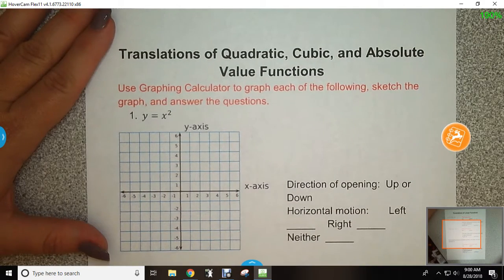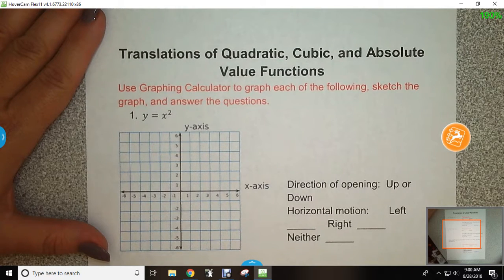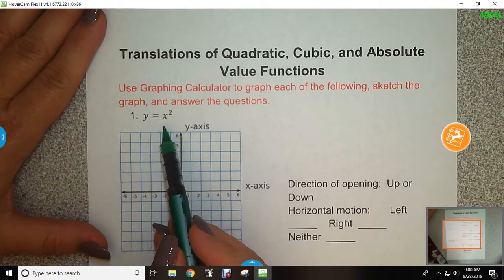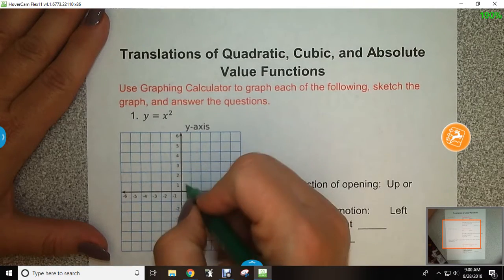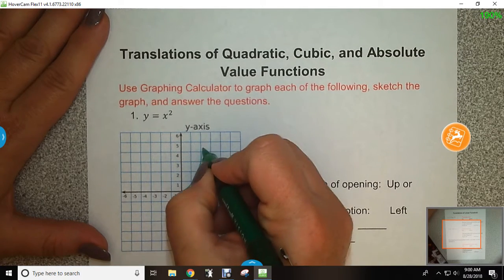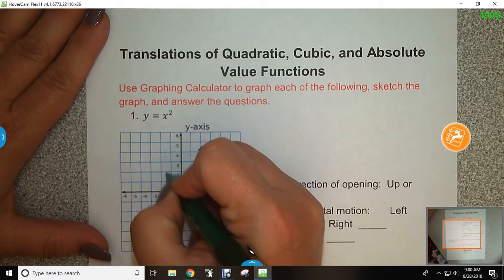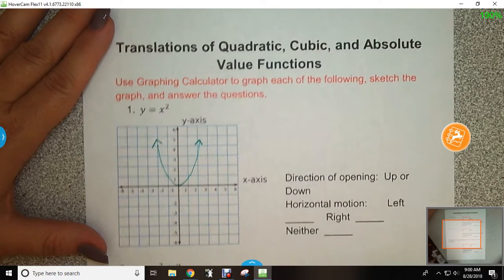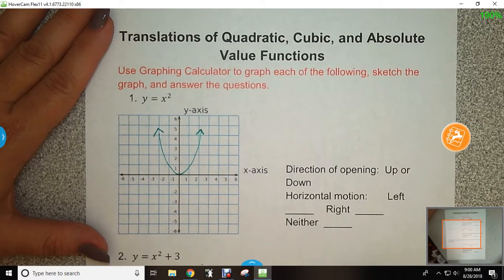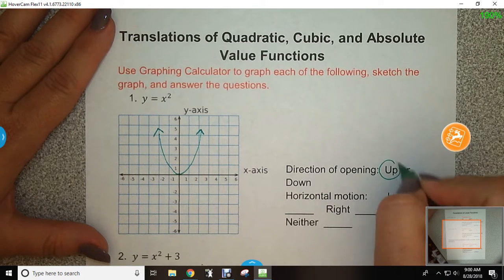Okay, so if you watch the notes from section 2.6, you know that when it is an x squared function, meaning my biggest exponent for x is a 2, it's going to graph a parabola. And this is my parent function. Remember, it looks like this. So the direction of opening, I want to know, is this a U that opens up, or is it one that opens upside down? Well, this one opens up.